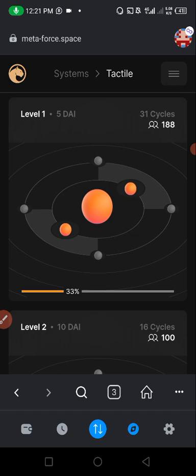So MetaForce brought this Tactile project. Number one, because they need traffic of people into the ecosystem. The more people, the more the ecosystem will grow. Number two, they know that some people do not have the money to do other projects on MetaForce. That is why the Tactile is available for you to raise money. You can use the Tactile to raise money.